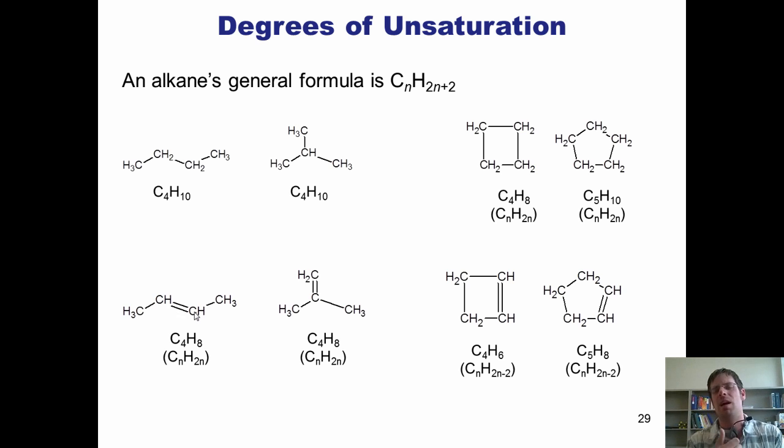To figure out how many degrees of unsaturation there are, what you need to do is compare a molecule's formula with what its formula would be if it were a full straight-on alkane. You take the difference in the number of hydrogens and divide it by 2. And that is the number of degrees of unsaturation. You got this? Good. Let's go to some questions.